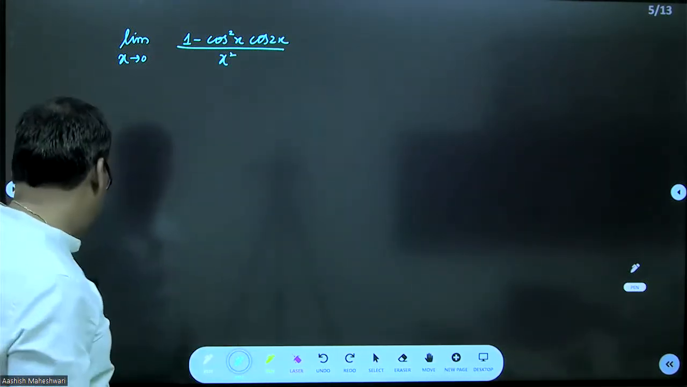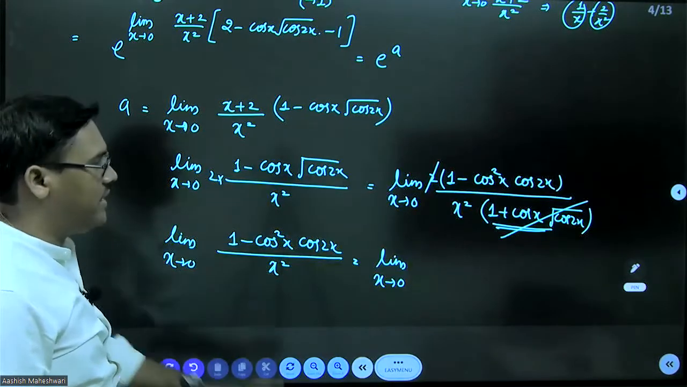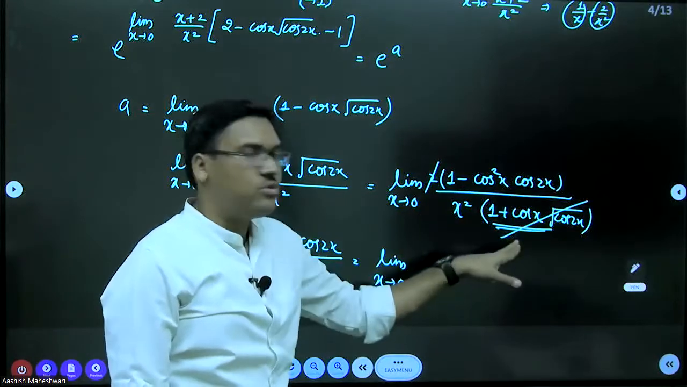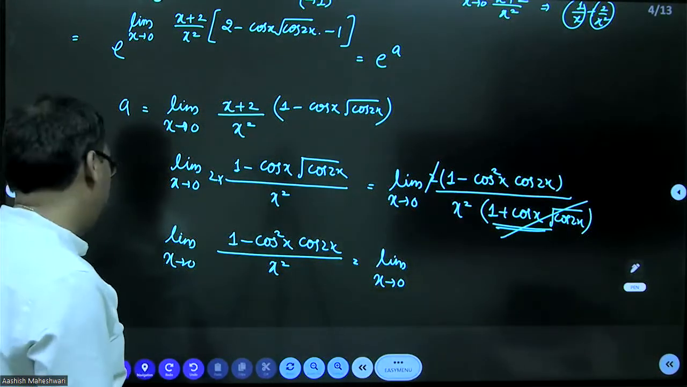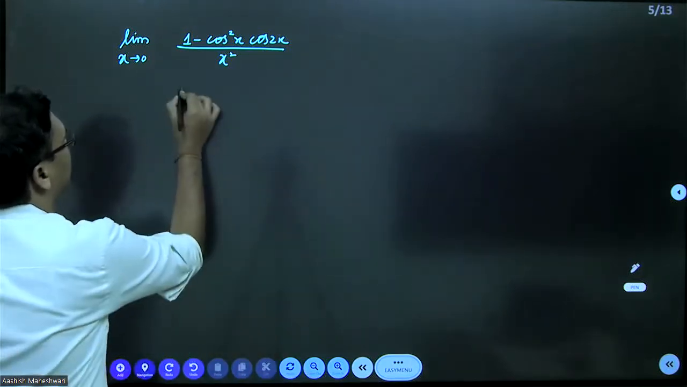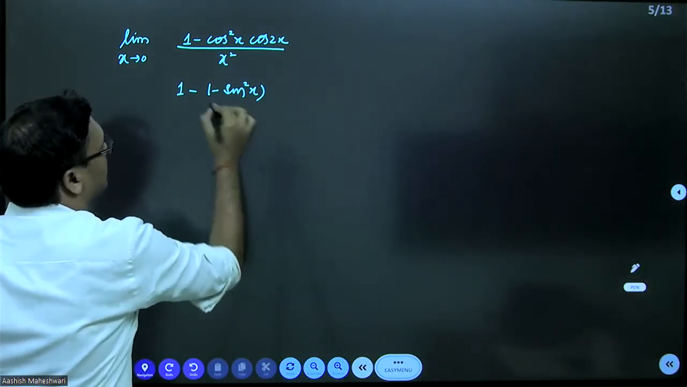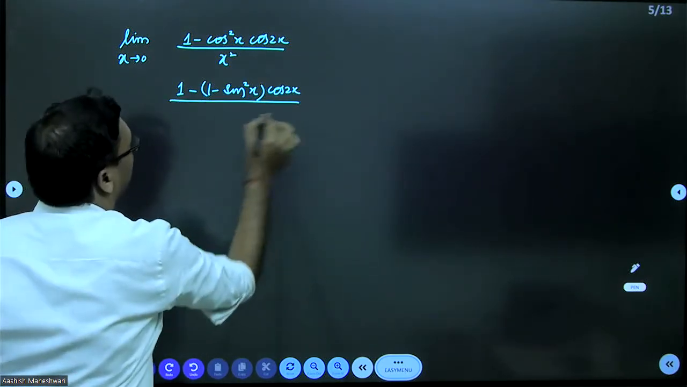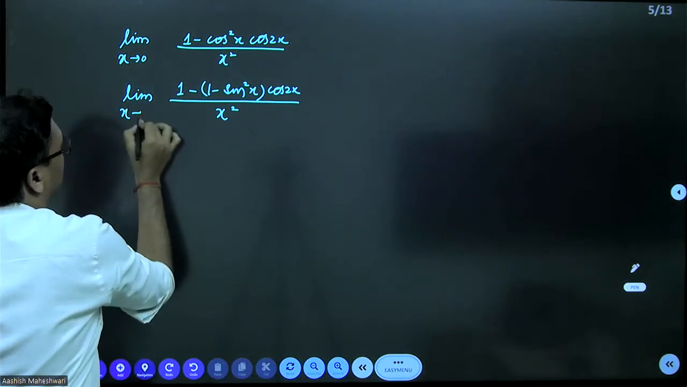This is the expression we had, right? You can see we have 1 minus cos square x cos 2x upon x square, this 2 will cancel, okay? You can see this is 2 and this is also 2 as x approaches 0. So now we have to focus on this. So now see, can we say this is 1 minus sin square x cos 2x upon x square, this is limit x approaches 0.